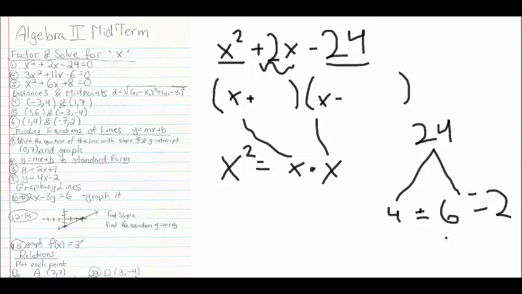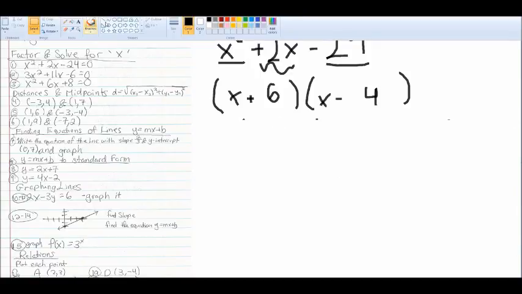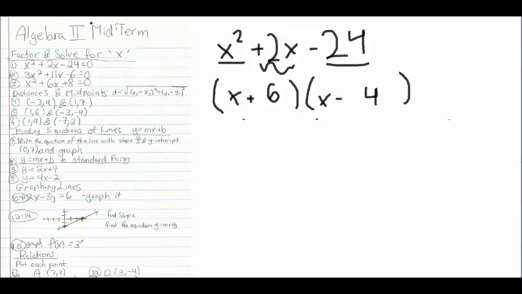Since 2x is positive, we'll put the larger number, which is 6, with the positive. So we'll put 6 here and we'll put 4 here. Though I'm pretty sure that's right, we have to use the FOIL method to verify whether it's right. So let's verify with the FOIL method, shall we?